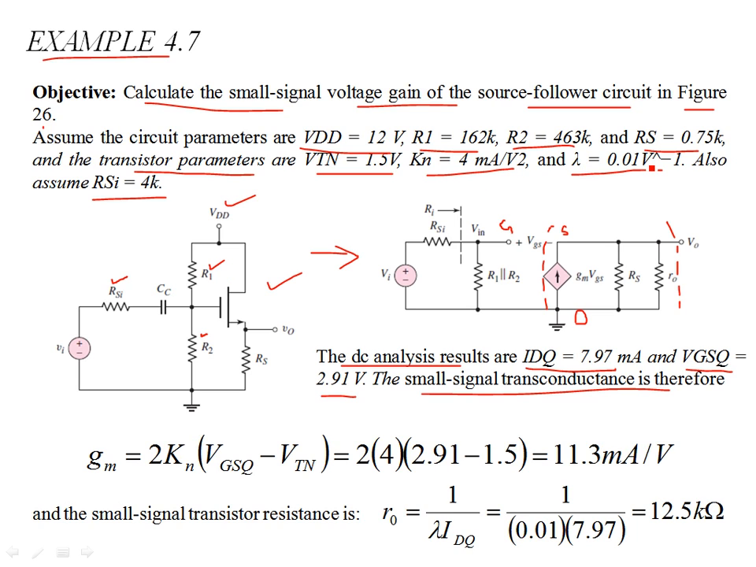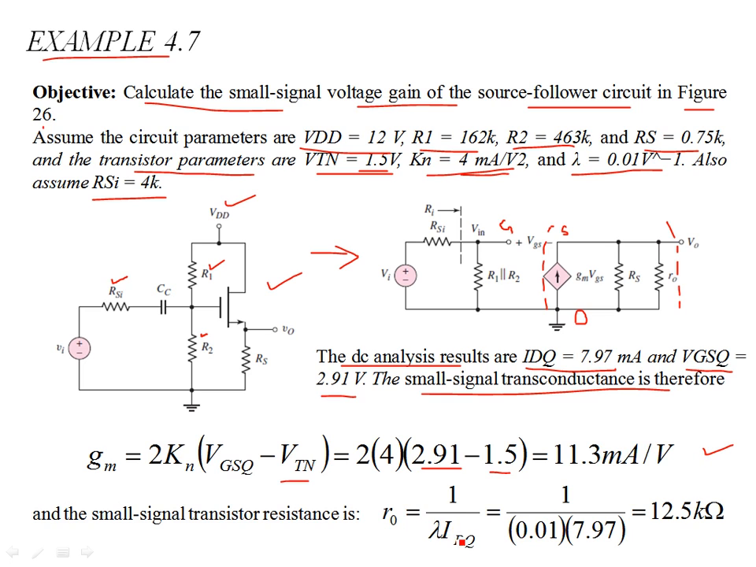Kn is given as 4 milliamps per volt square, right? And then you have the VGSQ. So you have the Q point, with VGSQ and IDQ values. VGSQ is given as 2.9 volts, and the threshold voltage of the transistor VTN is 1.5. So the transconductance can be evaluated as 11.3.